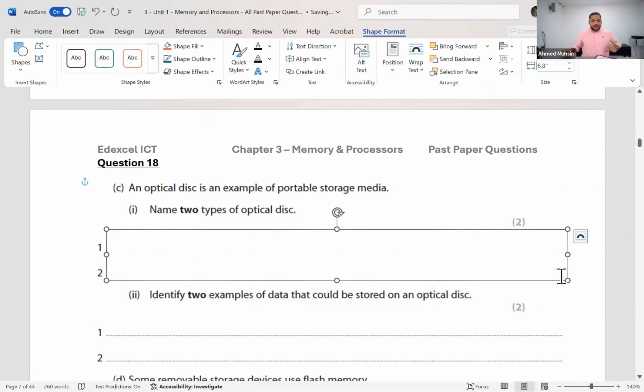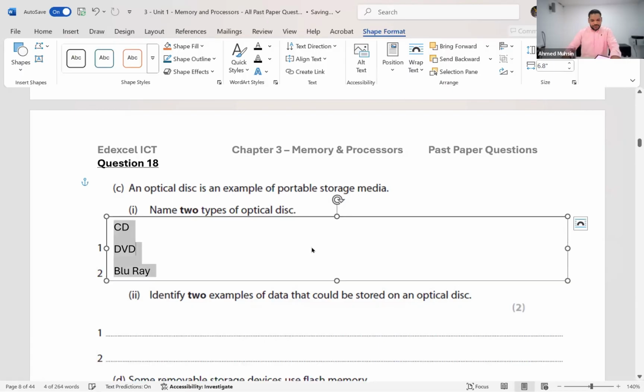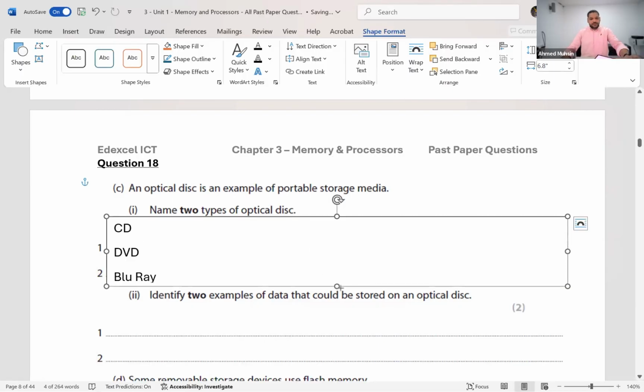An optical disc is an example of a portable storage media. Name two types of optical discs. Very good. CD, DVD, Blu-ray. Shall I write down all three, everybody? CD, DVD, and Blu-ray. Are we okay with this? CD, DVD, and Blu-ray.